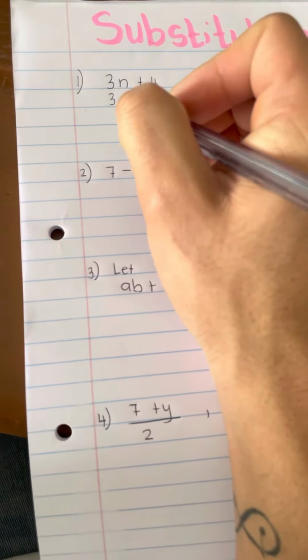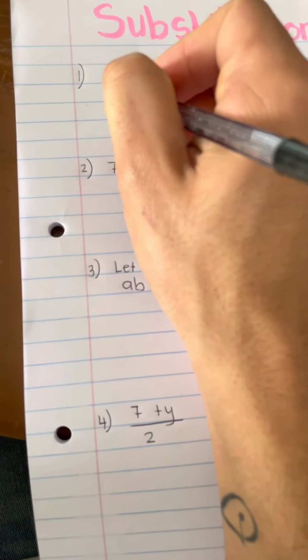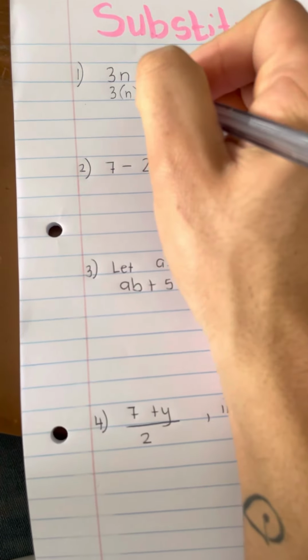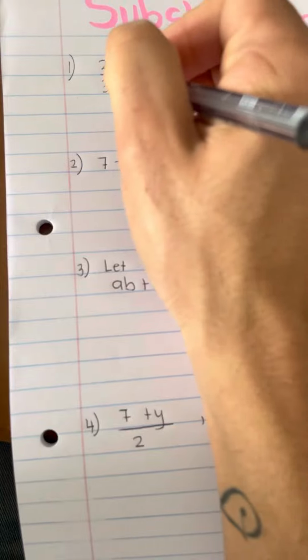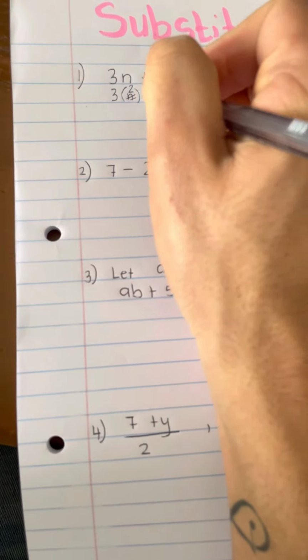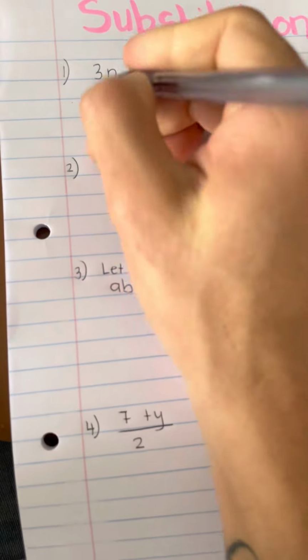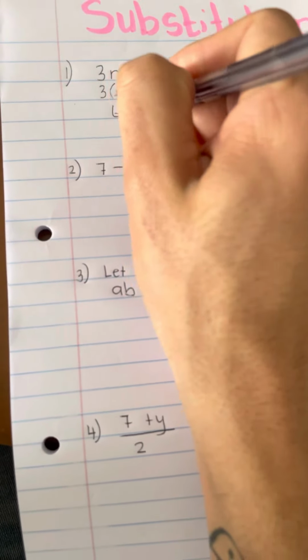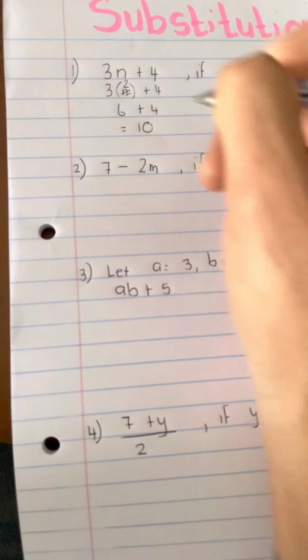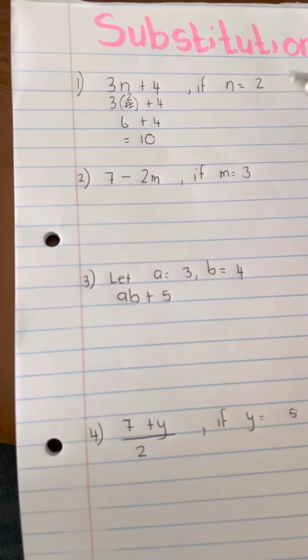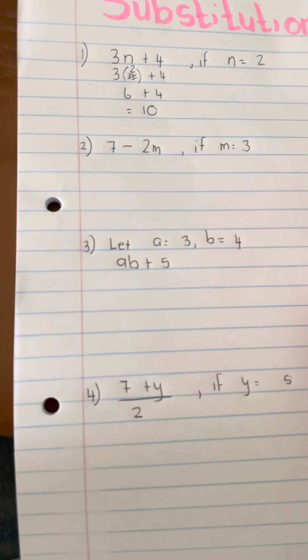And instead of making a multiplication sign, we use brackets because we know brackets also represent multiplication. Oh, not n, 2 plus 4. And we know that 3 times 2 is 6, plus 4 equals 10. Remember, Botma says that you must do brackets first.